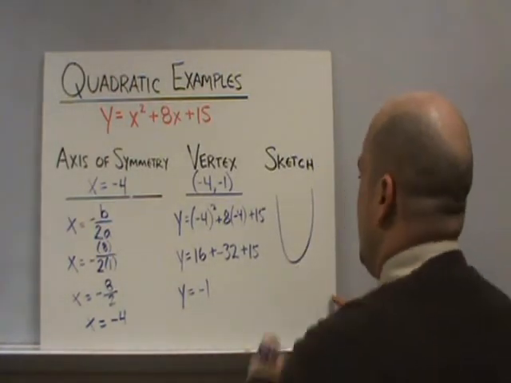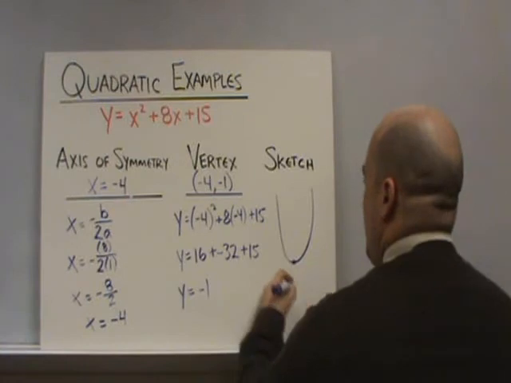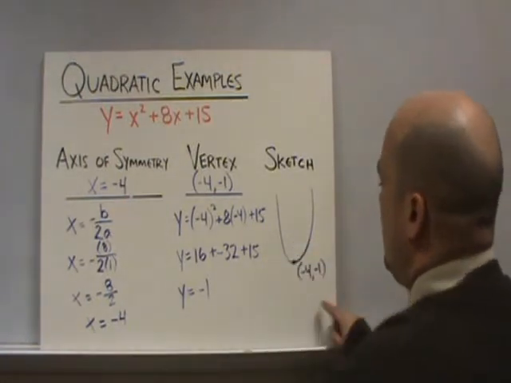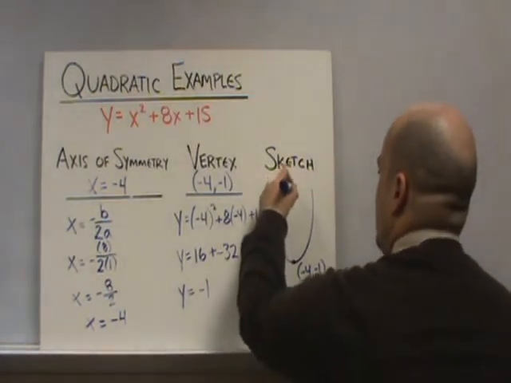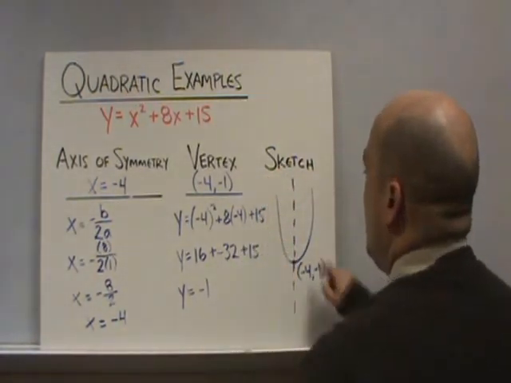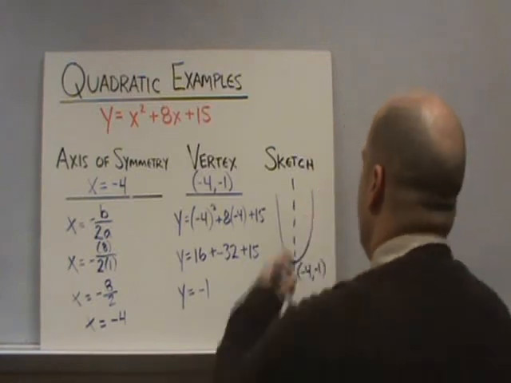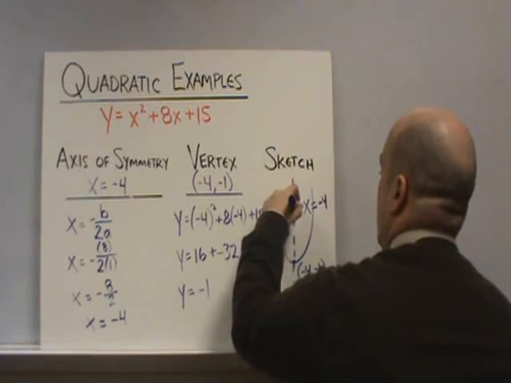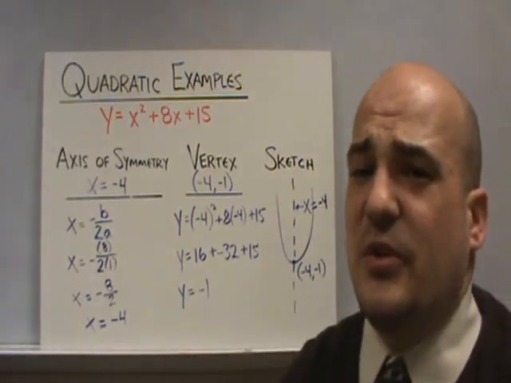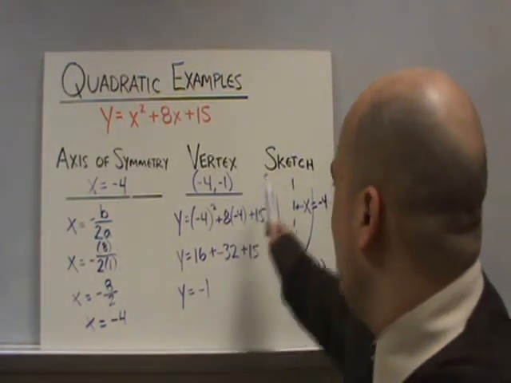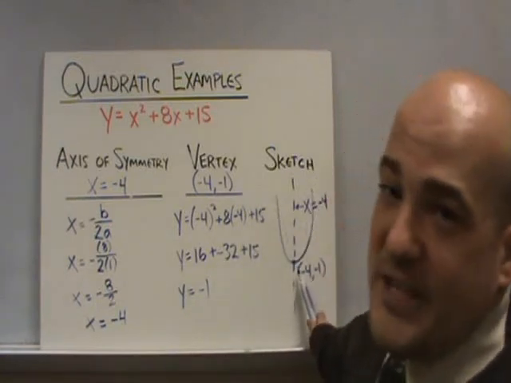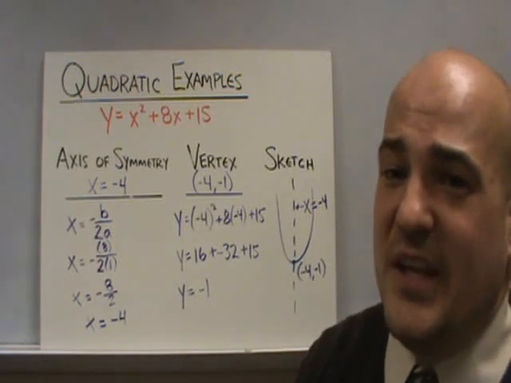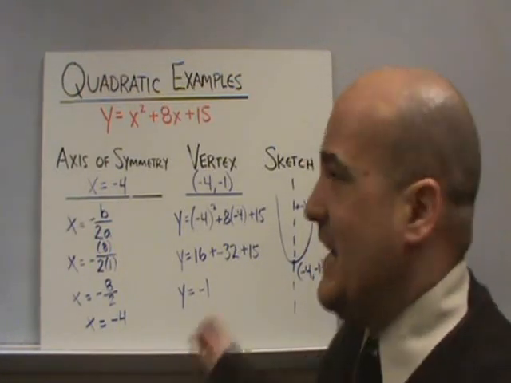The vertex is going to be down here, and if I had to label that point, it would be -4, -1. That's our vertex, and then our axis of symmetry runs through our vertex, and the equation for that line is x equals -4. So there's just a rough sketch of what that parabola looks like. We know that it opens up, we know that it has a vertex of -4, -1, and we know that the line of symmetry is x equals -4. So that's that example. Let's try another one.